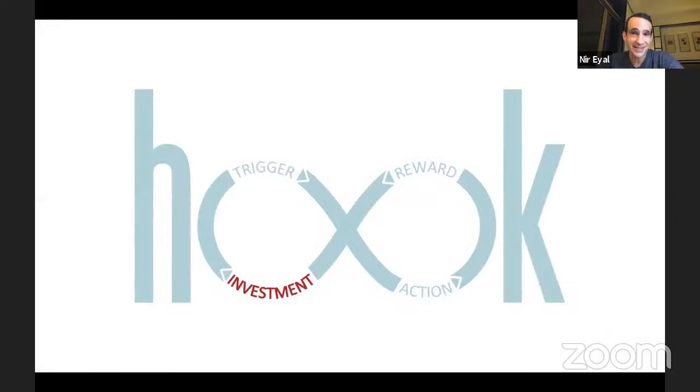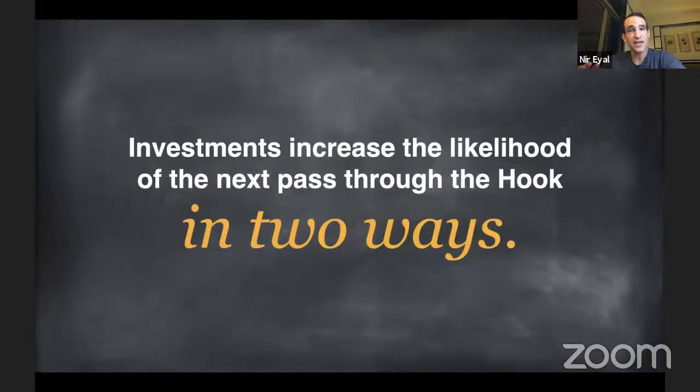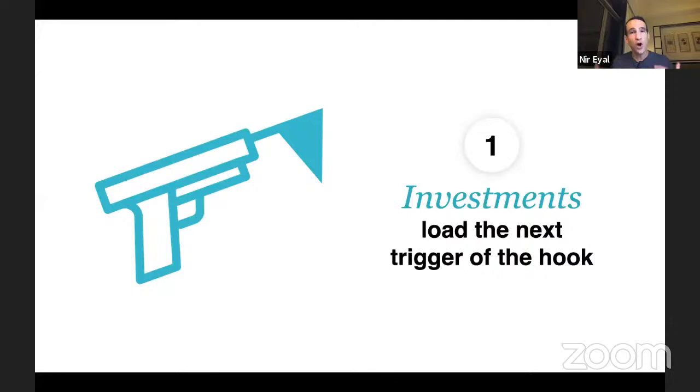Finally, the last step of the hook model is the investment phase. The investment phase is where the user puts something into the product to increase the likelihood of the next pass through the hook. And investments do this in two ways. The first way that investments increase the likelihood of the next pass through the hook is by loading the next trigger.